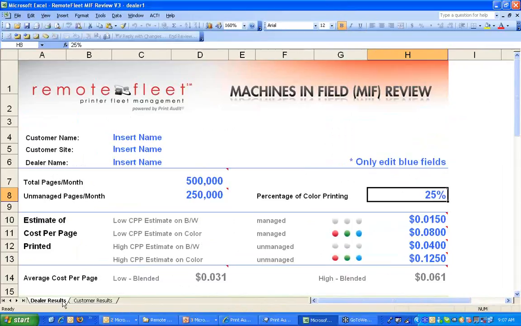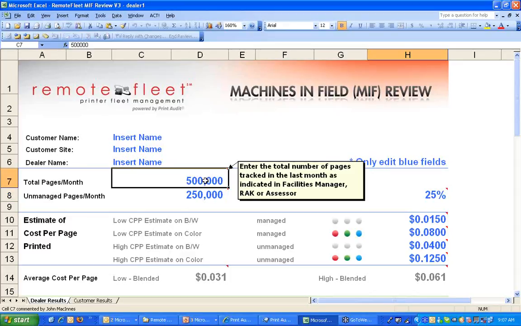Dealer results, of course, refer to the benefits that you're receiving from print management in terms of migration. Okay, migration of volumes over to the printers that are under your control or being managed by you as a company. The customer, of course, reaps the benefit of lower cost per page and also some environmental impact, but we'll go into that in a minute.